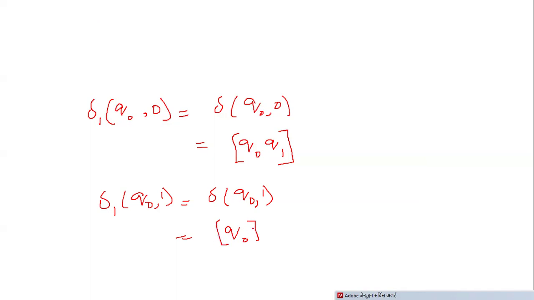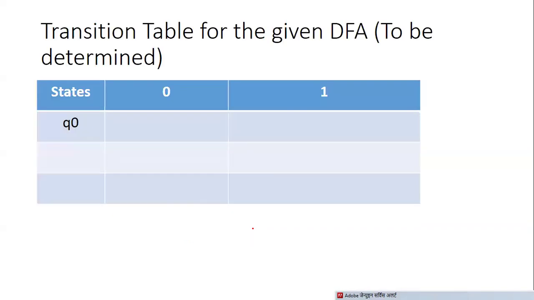Now that we have determined delta 1 of q0 comma 1 and delta 1 of q0 comma 0, we can fill this table. This is q0, q1, and here it is q0.